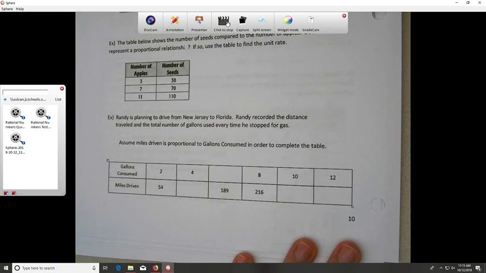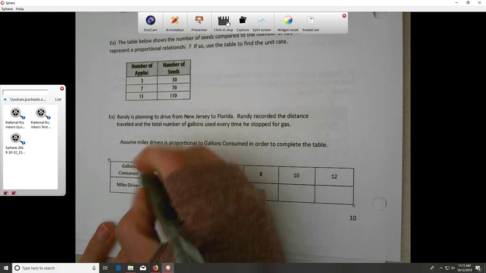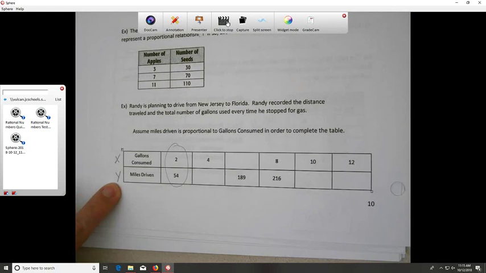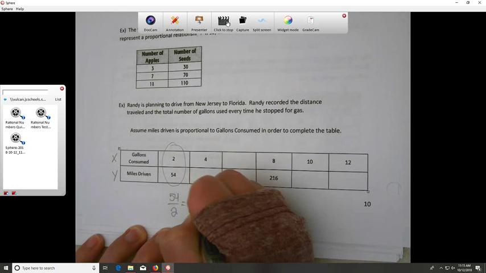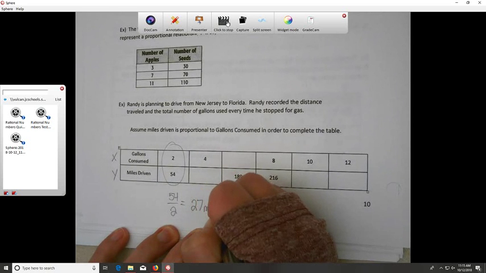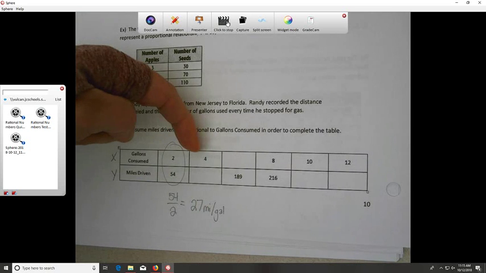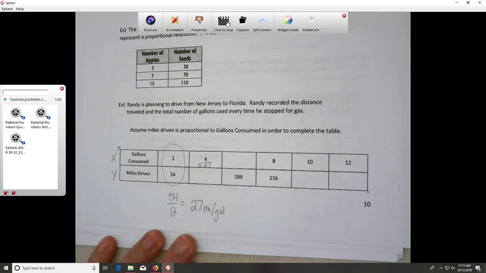So one way that we can do this is find the unit rate. So I can pick any point on the table. There's only 2 of them that are filled in. So I'm just going to start with this first one. And I'm going to divide y divided by x. So 54 divided by 2. And that's going to give me 27. So my unit rate is 27 miles per gallon. What that means is that each time, if I know the gallons, I can multiply that by 27 to get the miles. So 4 times 27 would be 108.